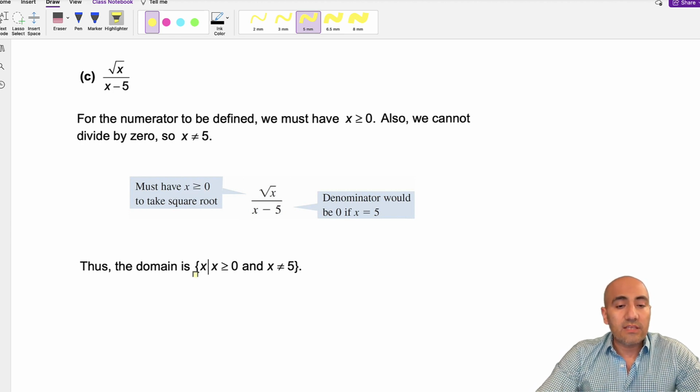So here's how we write that down in set builder notation. It's x such that x is greater than or equal to 0 and x does not equal 5. These are the two conditions that we have to keep. Okay, so when you're finding domains of rational expressions, you just have to think about those two things. Don't divide by 0 and don't take the even root of a negative number. It's easier to find the things you're not allowed to plug in and then say by default everything else is fine.